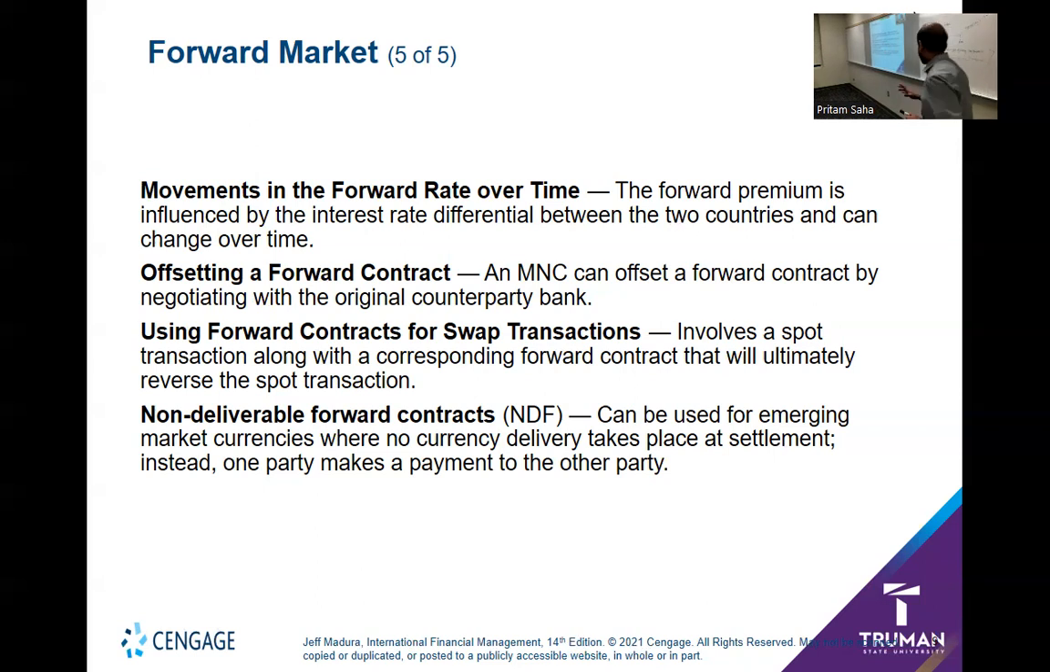So that's why sometimes forward contracts are used to offset existing forward contracts. Because they are not traded on the exchange, you cannot go to the market and find a buyer and just sell it to the buyer. You cannot do that. So that's why sometimes forward contracts are used to offset an existing forward contract.